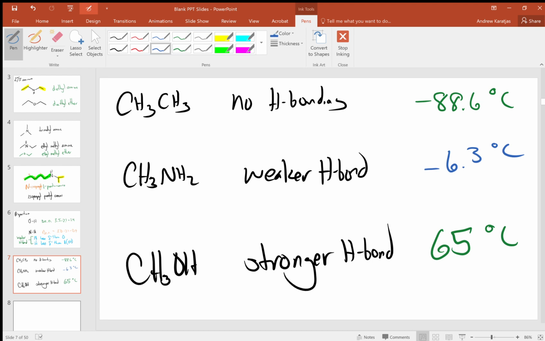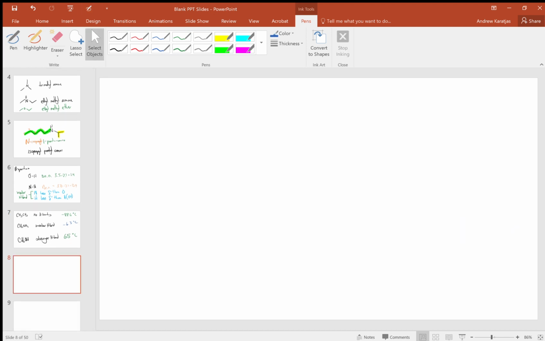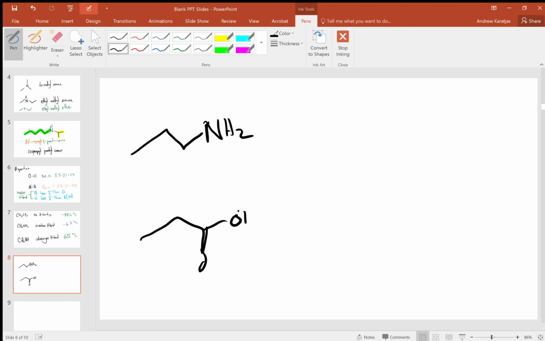So where does this put amines in terms of our grand scheme of functional groups and polarity? Well, it turns out an amine like propylamine, if we compare that to propanal, an aldehyde, they have very, very similar molecular weights, that's why we're comparing them, and they have almost identical boiling points.